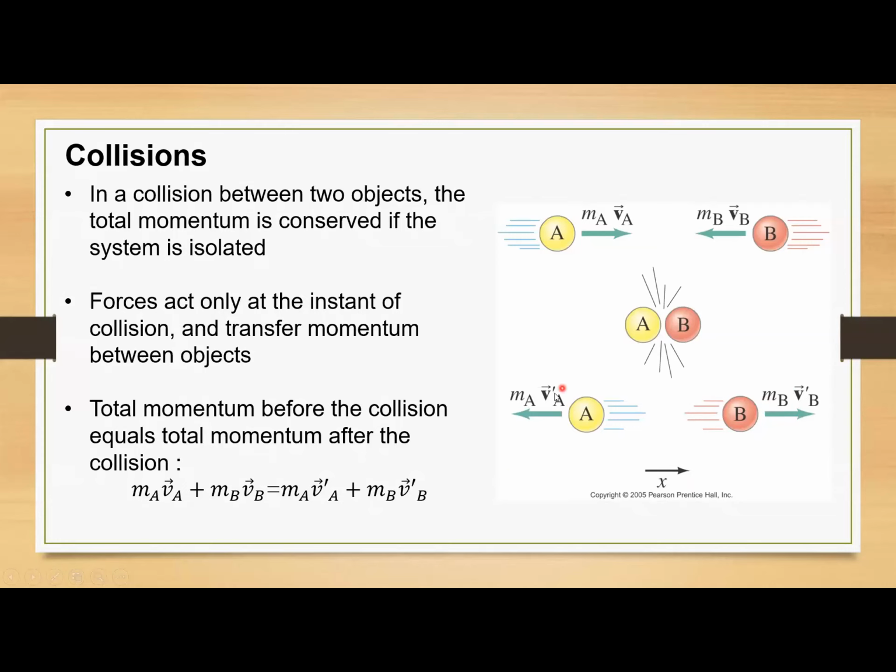In this notation, instead of using V initial and V final, we're just using the prime sign for velocity after. So if we write out the equation for the conservation of momentum, which says the momentum before collision is equal to the momentum after collision, this is the equation we would have. The momentum of A before collision plus momentum of B before collision is equal to the momentum of A after the collision plus momentum of B after the collision. There are no other objects acting here, no other forces, so this is an isolated system. And in an isolated system, momentum is conserved.